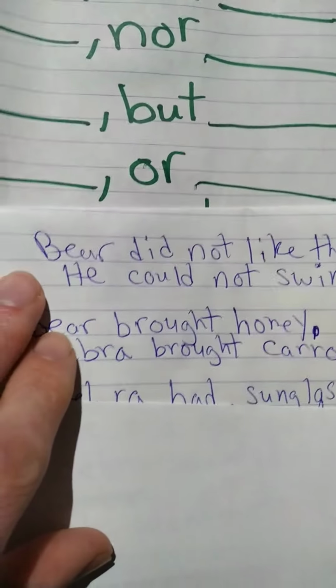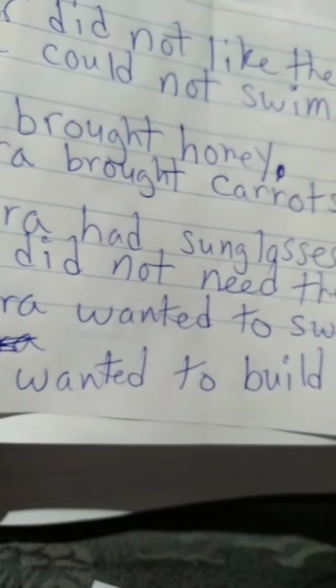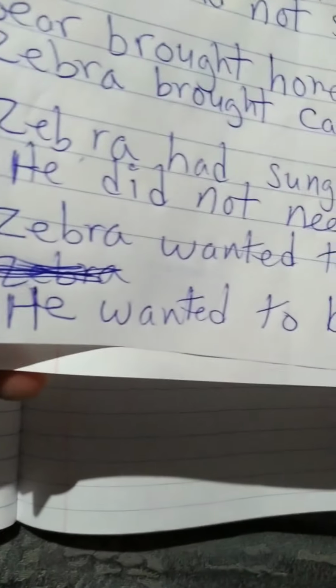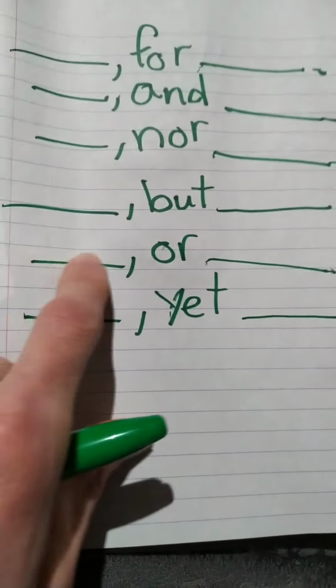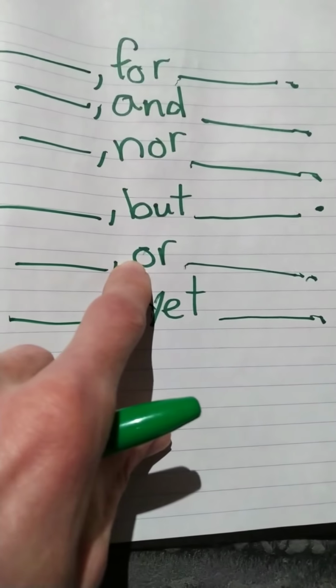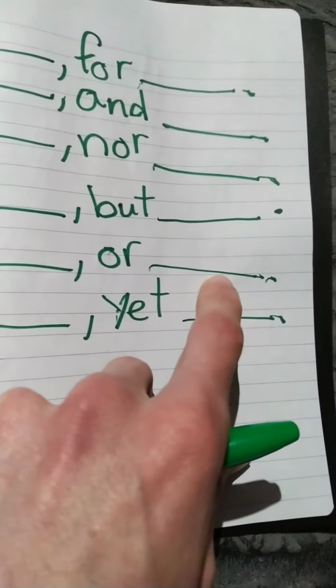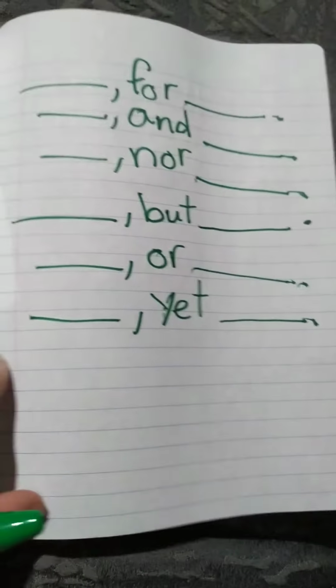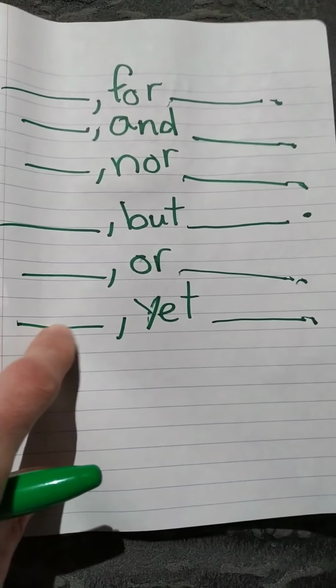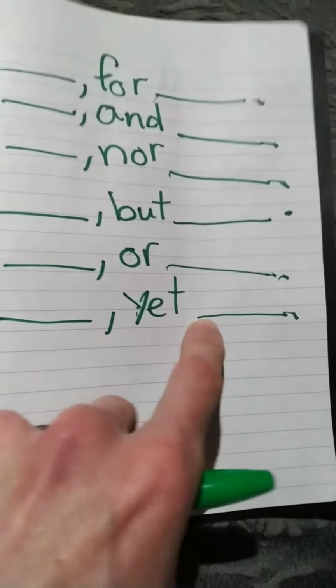All right, we got or coming up next. What's my line for or? Where's my or one? Let's see. Zebra wanted to swim, period. He wanted to build a sandcastle. So I would use or. I would say Zebra wanted to swim, or he wanted to build a sandcastle. Last one's yet. Bear went to the beach, yet he didn't want to do anything.